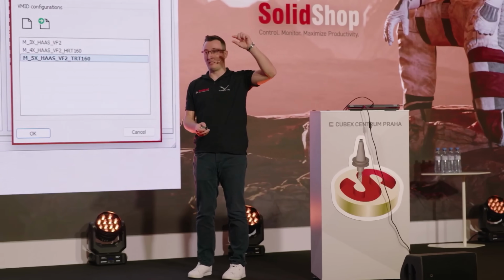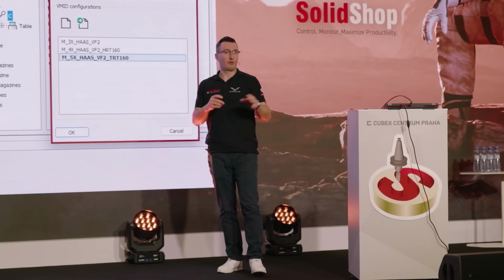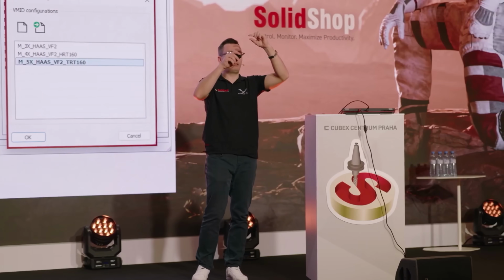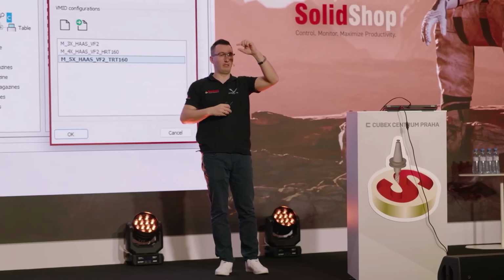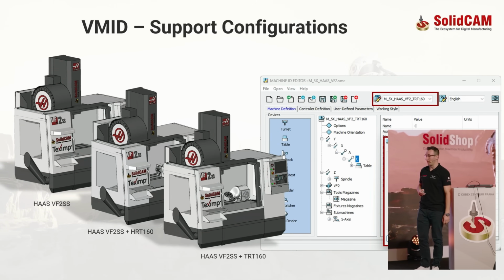Today, it's the VMC file. We call it VMC. In the future, we will not have the VMID. We will call it just the VMC. And today, it's the VMC married to other VMIDs, basically. But the idea is that we will get rid of these VMIDs. It will be only one VMC file. Okay? That's where we will go with SolidCAM.